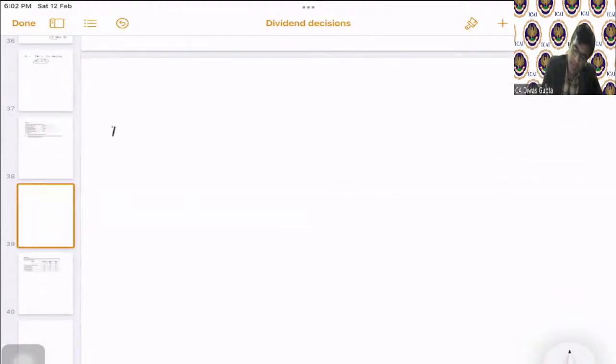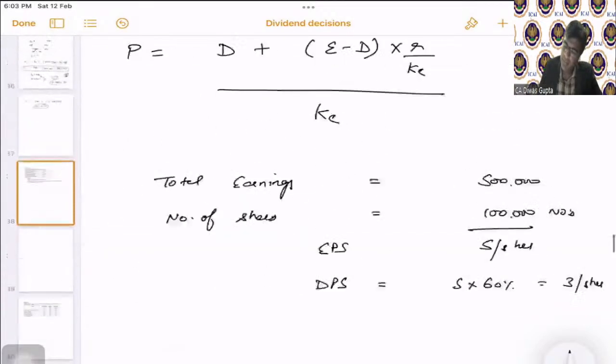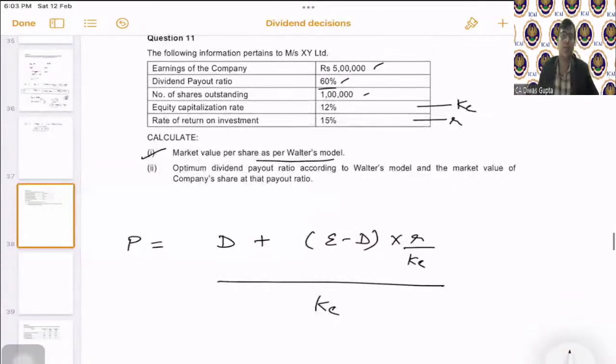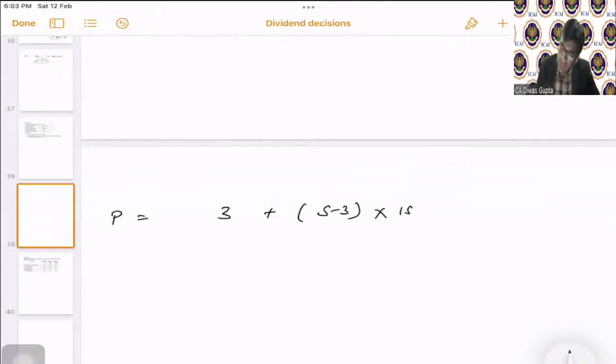Now, we can substitute all the information in the formula. 5 minus 3 multiplied by the R, which is the rate of return. The internal rate of return that the business earns is 15%. Now, students, from here only you can see the business is giving more returns than the expectation of the shareholder, because 12% is what a shareholder expects. 15% is what the company gives as a return. Multiplied by 15% divided by 12, whole divided by 12%.